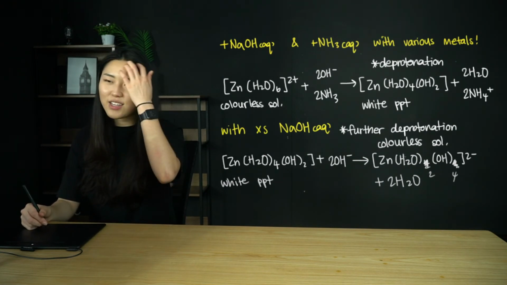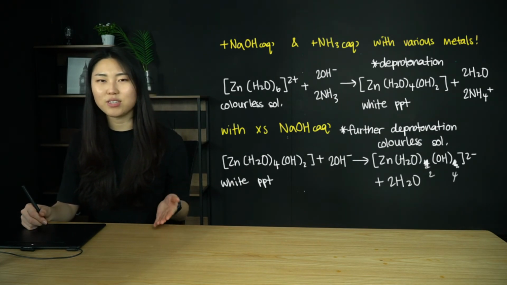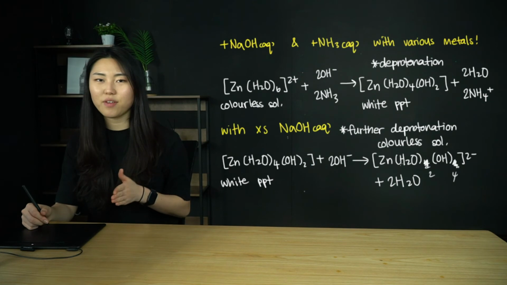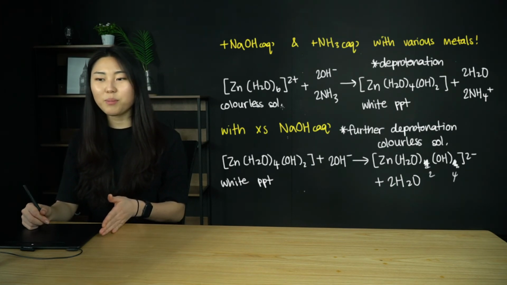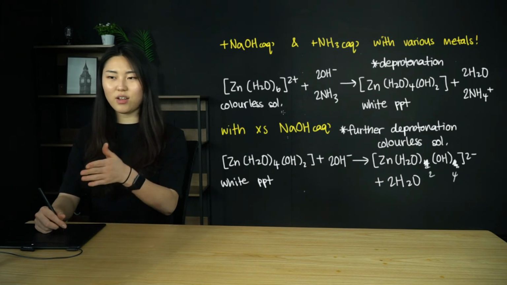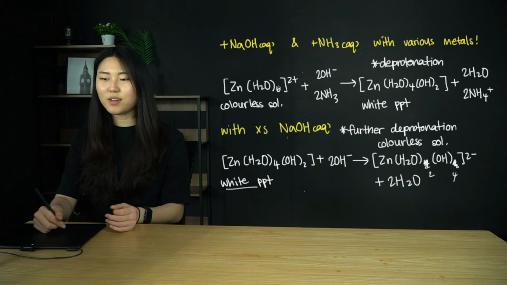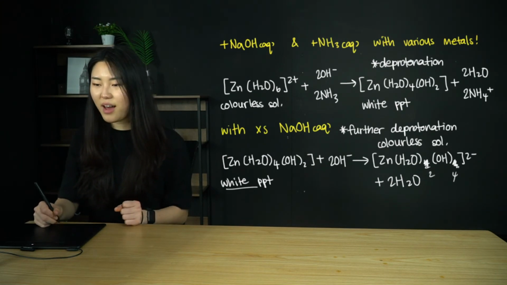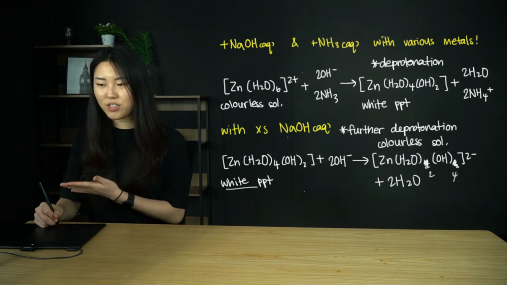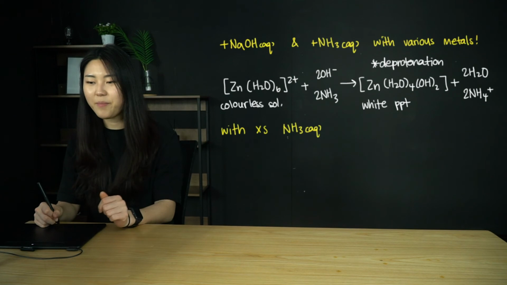And because zinc, remember in part 1 we discussed that scandium and zinc are not transition metals because they don't have ions that have a partially filled 3d orbital. That's why these are all colorless, and we have white precipitates, right? So they don't have colored complexes. So further deprotonation, and we get a colorless solution, because the white precipitate is going to dissolve, okay?